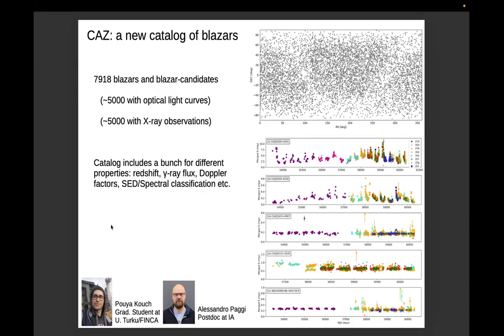And then Alessandro Pazzi, who used to be a postdoc working here, gathered all the publicly available X-ray observations. Unfortunately, here we don't have that much in terms of light curves. It's only for maybe a few tens to 100 sources, but we do have some X-ray information for about 5,000.